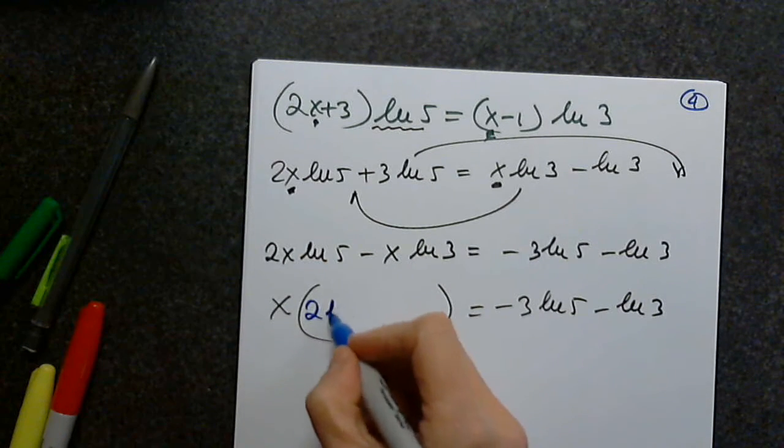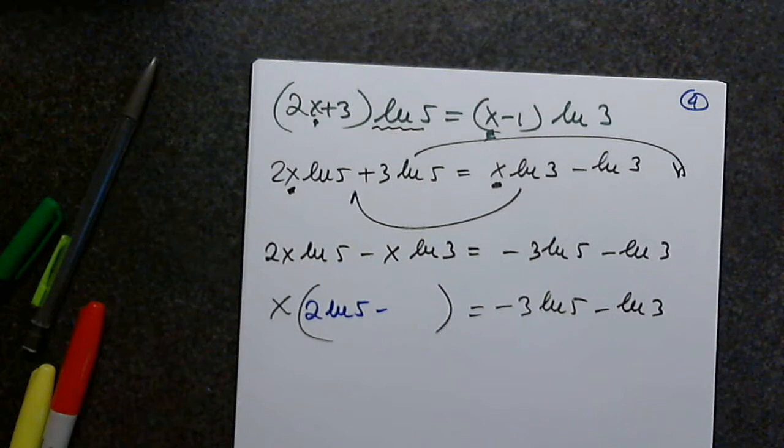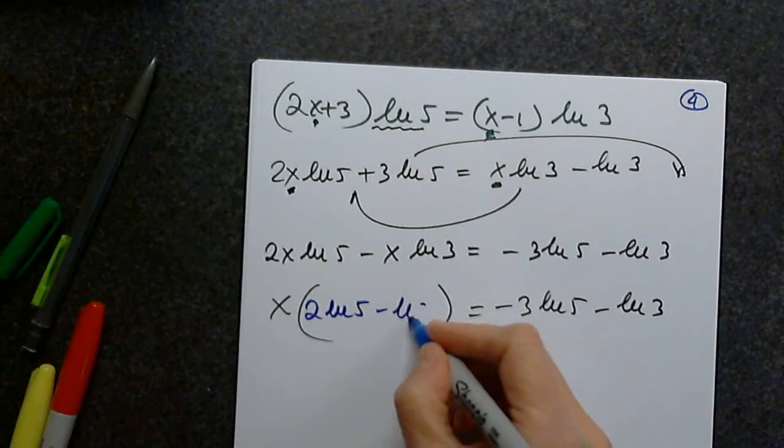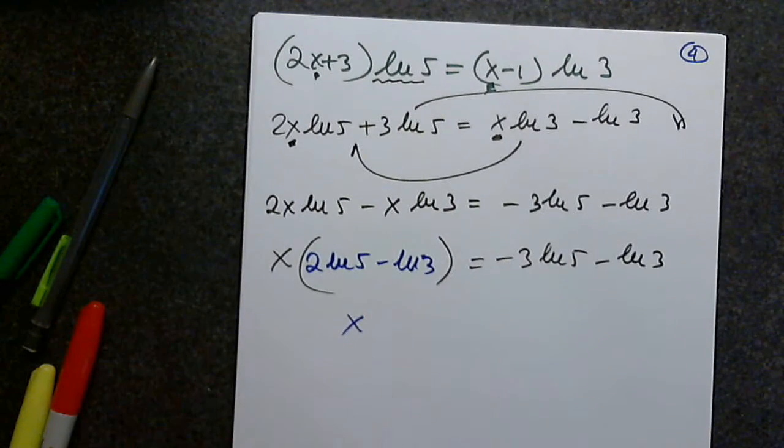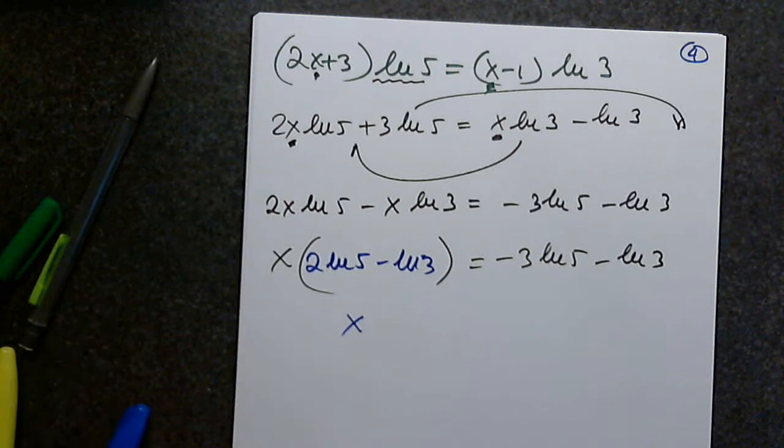Yes? 2 natural log 5. Awesome. Minus natural log 3. Very good. Thank you very much, Stephen. And now I want x. I'm done. This is final. What do I need to do to get x by itself from this?